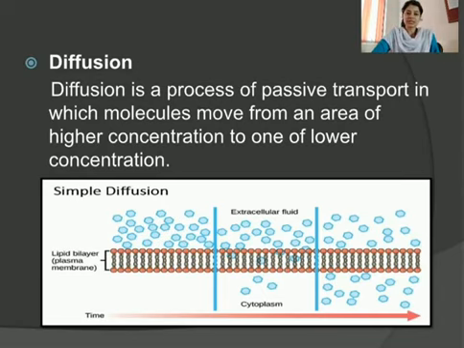As you can see in this particular image, the upper side is your extracellular fluid and the lower side is your cytoplasm. In the first column, you can see that a lot of molecules are there in the extracellular fluid, but in the cytoplasm, there aren't any molecules, right? In the second section, you can see that molecules have started moving to the cytoplasm, and they will keep moving until an equal concentration on both sides is achieved, right? So this is termed diffusion. The molecules are moving from a high concentration area to a low concentration area.